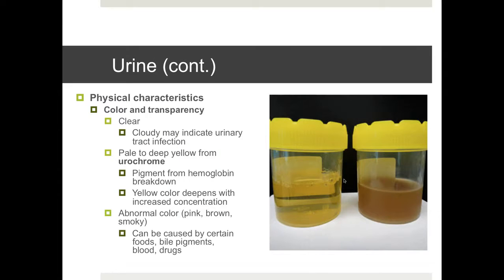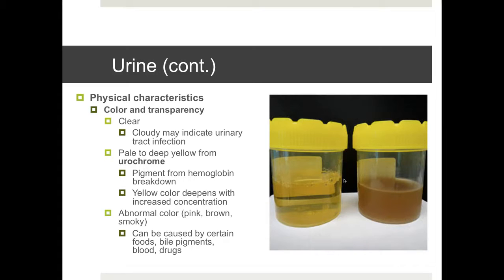So as far as physical characteristics, we already talked about color a little bit and said that we want more of that straw yellow color to show us that our kidneys are functioning at a healthy level, or we are healthy in all other circumstances. If it is cloudy, it might be a sign that there's a urinary tract infection, or it could also be a little bit of a sign of dehydration. A pale to deep yellow from a pigment known as urochrome is another normal characteristic that we're going to see.